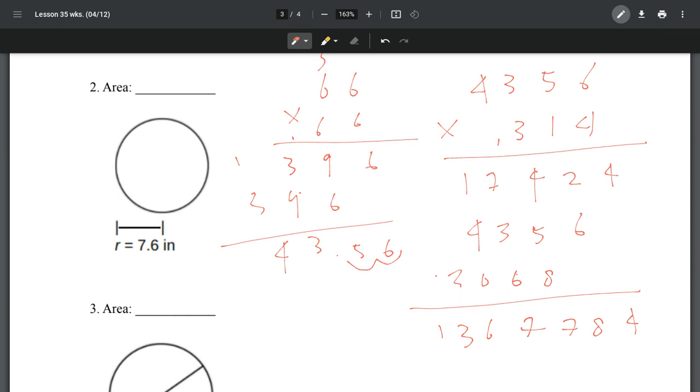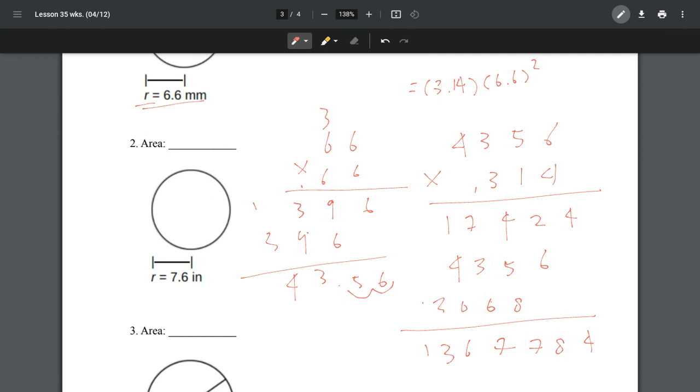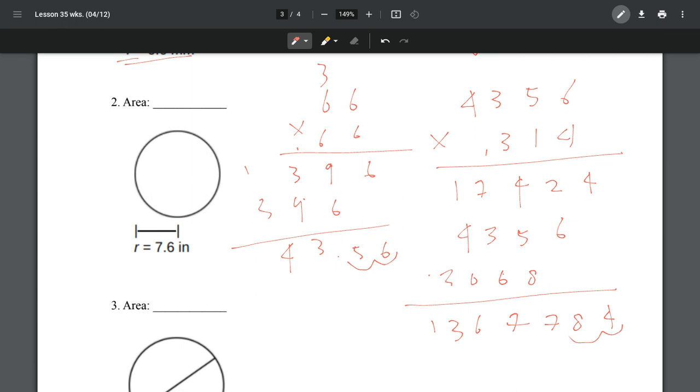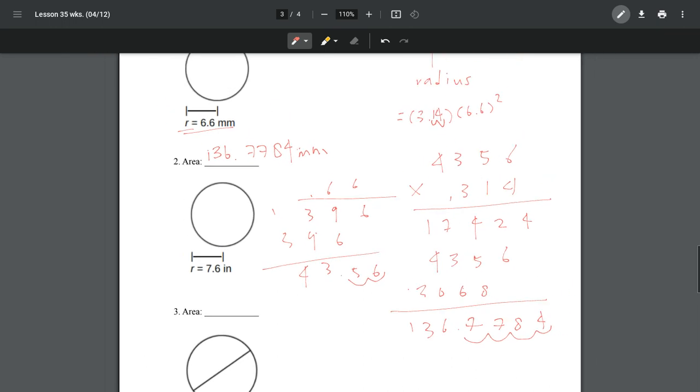And we have to put the decimal point back. So since we moved it 4 times in total, right? We moved it 2 times to the right for 3.14, and then 2 times to the right for 43.56. So we're going to move it 4 times to the left. So our answer is 136.7784. And don't forget about the measuring units, which is, let me erase this, millimeters squared. Okay, so there we go.